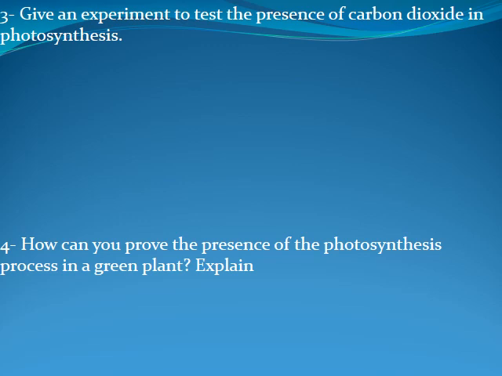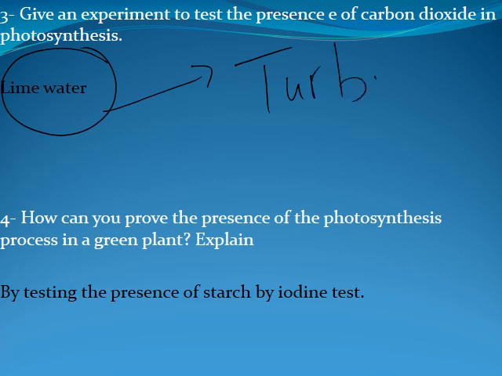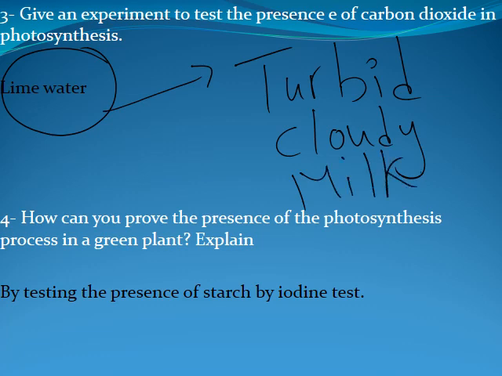How can you prove the presence of the photosynthesis process in a green plant? Simply, photosynthesis produces starch. This starch will give a dark blue color with iodine solution. So we can use iodine test solution. As for lime water, as we said before, lime water tends to be turbid in the presence of carbon dioxide, or tends to be cloudy, or tends to be milky. You can use the word that you want, but I prefer to use turbid.